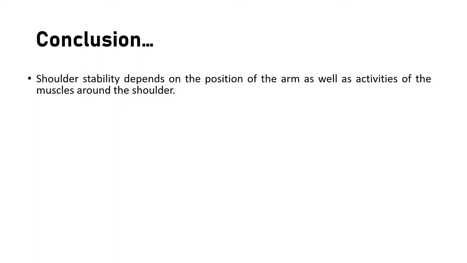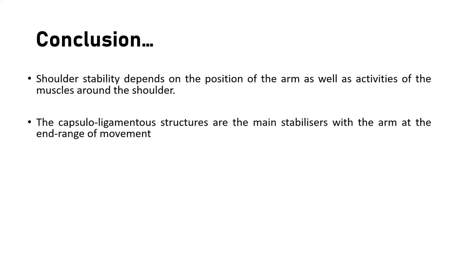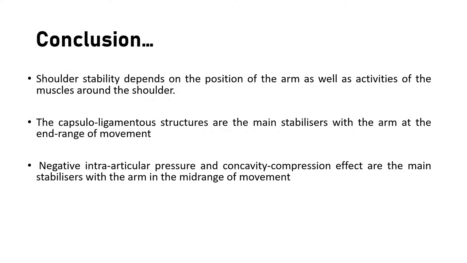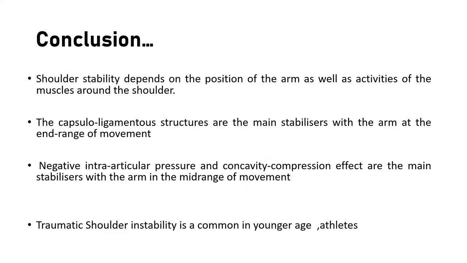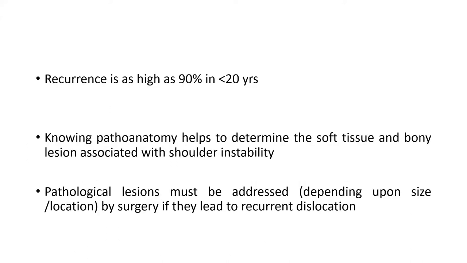So to conclude, shoulder stability depends on the position of the arm as well as the activities of the muscles around the shoulder. The capsular ligamentous structures are the main stabilizers with the arm at in range of movement. The negative intra-articular pressure and concavity compression effects are the main stabilizers with the arm in mid-range of movement. And traumatic shoulder instability is common in younger age and athletes. The recurrence is as high as 90% in those less than 20 years.